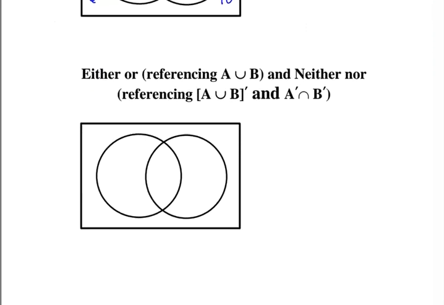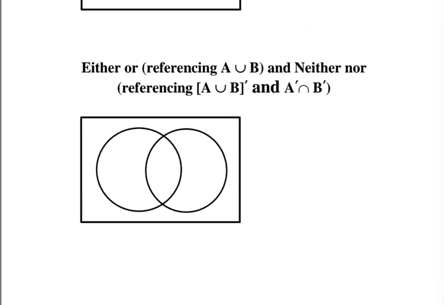All right, we did something like this in the previous video. So here we're looking at either or referencing A union B and neither nor referencing A union B complement and A complement intersect B complement. So here, universal set, this is A and this is B. If the examiner wants to refer to A union B without saying A union B, the examiner might say elements which are either in A or B.